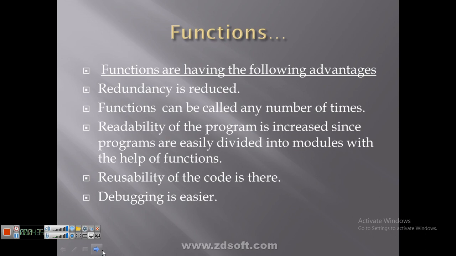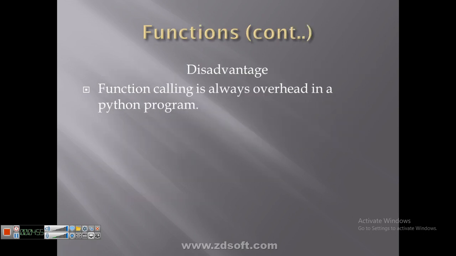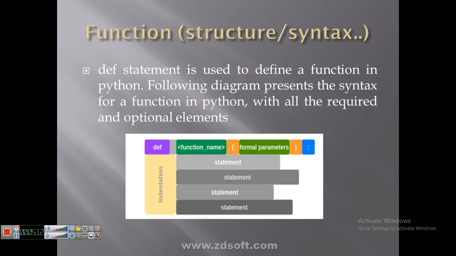And since this function can be used from one program to another program, when we check for a particular error, the error would be highly minimized. So we can say that debugging is very much easier. And what are the disadvantages? Calling a particular function over and over again has some amount of overhead, but that doesn't matter.